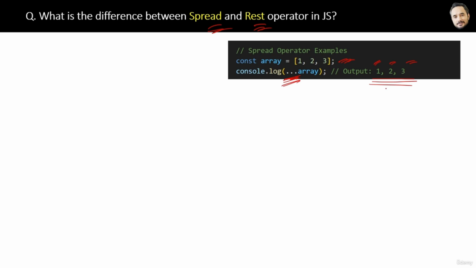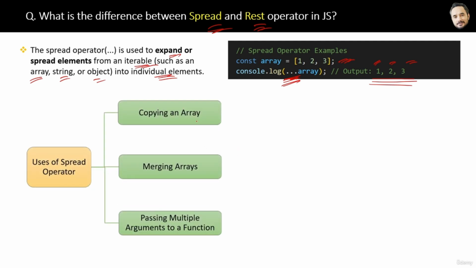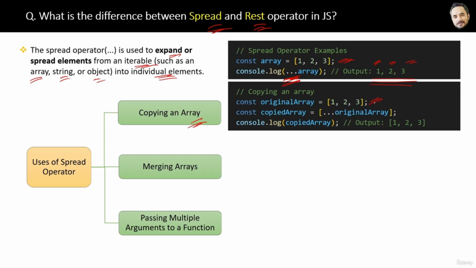The definition of spread operator is: the spread operator is used to expand or spread elements from an iterable into individual elements. So iterable means array or string, which can be spread into individual elements. Now we can use the spread operator for 3 purposes basically. The first purpose is for copying an array. In the code you can see we are using the spread operator to break the original array into individual elements. And since this is inside square brackets, these elements will be converted back into an array, which is assigned to the variable copied array.